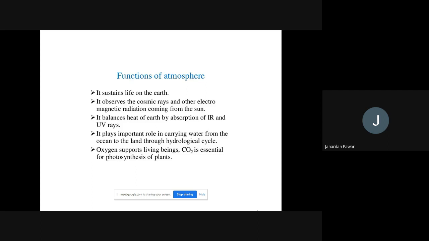Then the last one: oxygen supports living beings. CO2 is essential for photosynthesis of plants. As we know, photosynthesis is a must for plants, and through the photosynthesis process plants get their food, and CO2 is required for that process. So if we want photosynthesis, which is required for the plant, then the atmosphere is the most important aspect. So atmosphere functions go for all these kinds of functions. These are the functions.